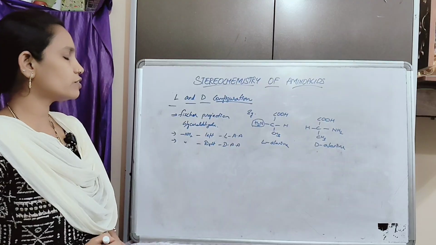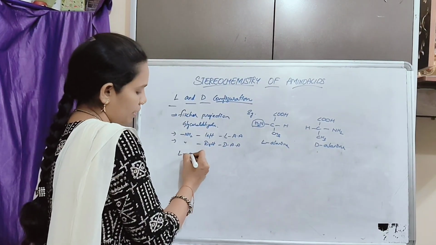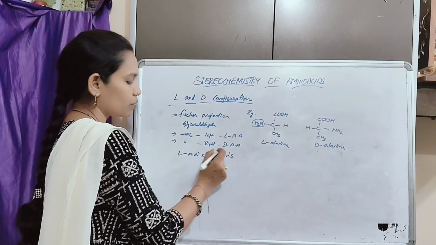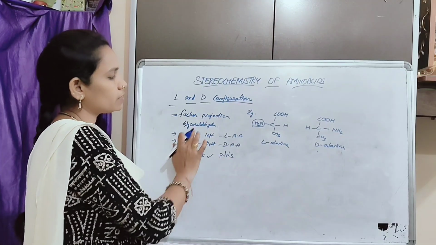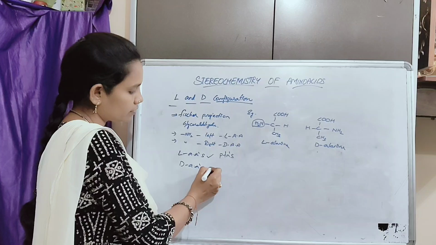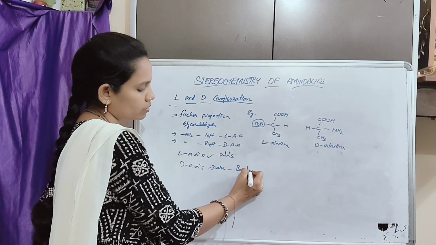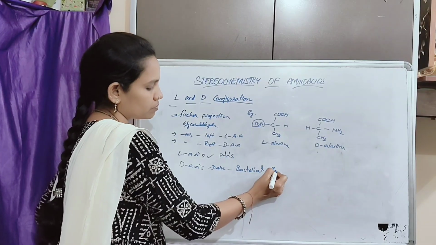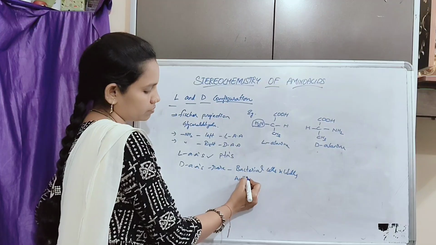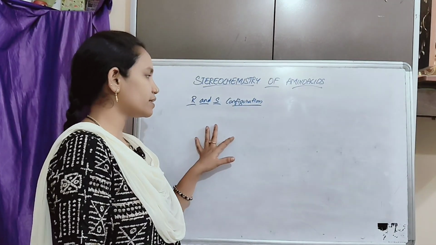So here in nature, if you see, all the proteins are made up of mostly L amino acids only, right? All the proteins are made up of L amino acids only, but you can see D amino acids also, in rare cases. They are mostly found in bacterial cell walls and antibiotics. Is it clear? Now let's see R and S configuration.